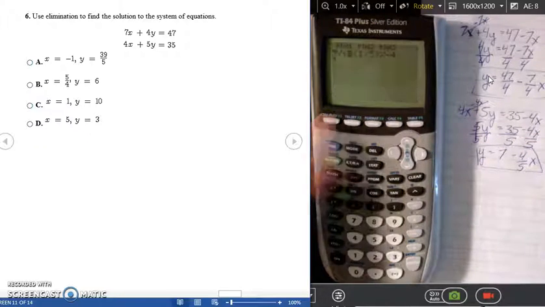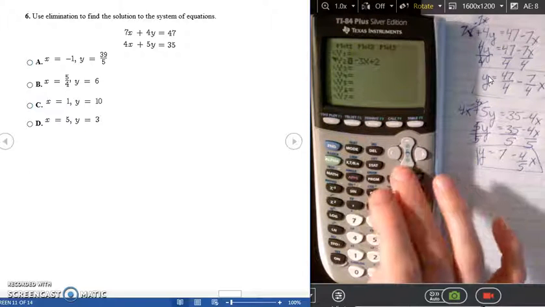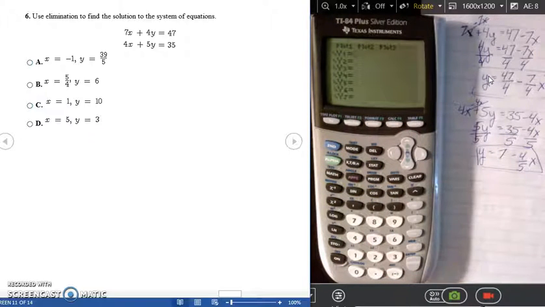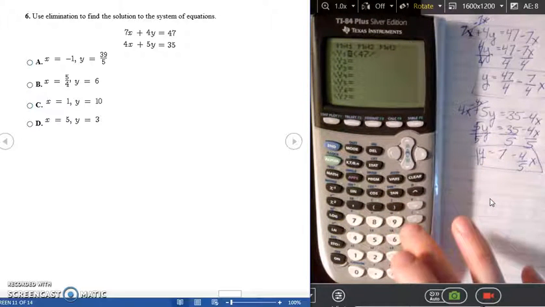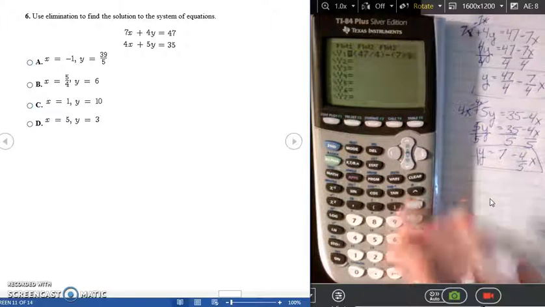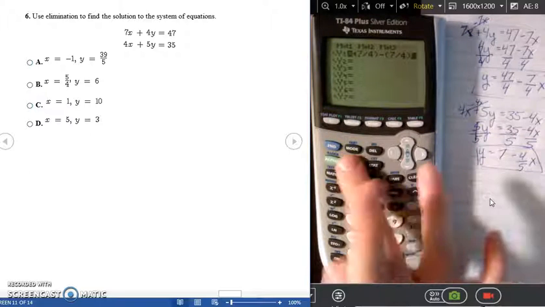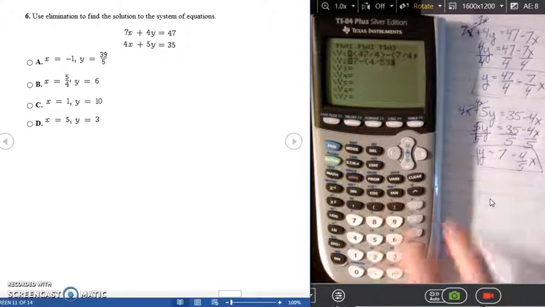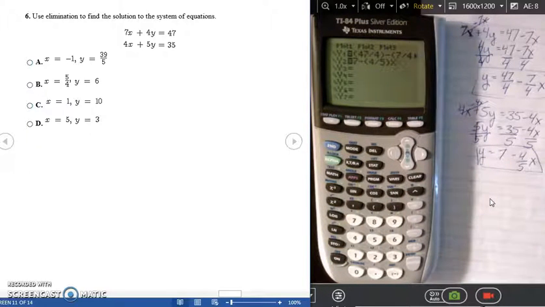So I'm going to go to my y equals, clear out what I have there, and then I'm going to type my first equation here into y1. So that's going to be 47 over 4, which I use parentheses around, minus 7 divided by 4, and I use parentheses around that also, x. And then I'm going to go ahead and type in my second one, which is 7 minus, and then parentheses 4 divided by 5, and parentheses x. And now I'm ready to go ahead and graph those.